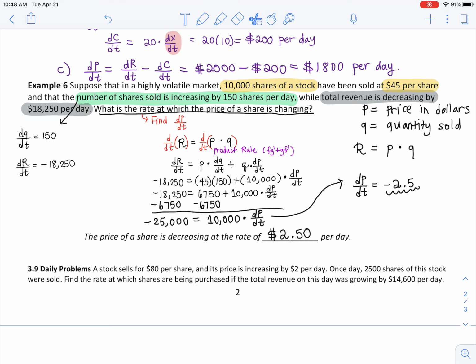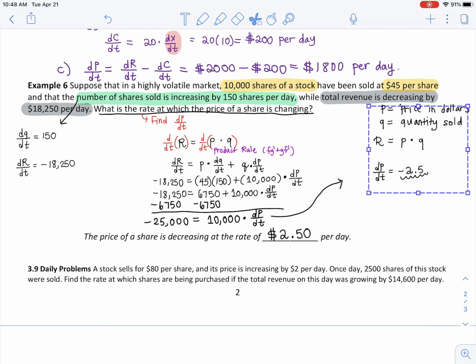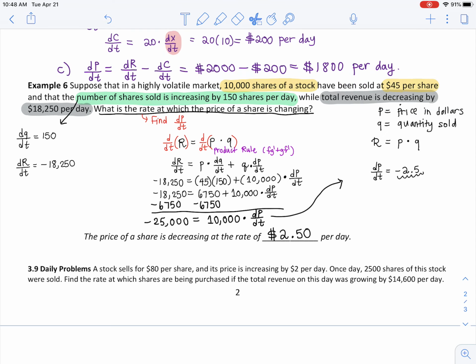It was slightly different, don't you think? Because I had to plug in the numbers they gave me. I had to be very careful about what is what. And it was helpful that I labeled my variables as what they are. I said, I'm going to say P is the price in dollars. I'm going to say Q is the quantity sold. And clearly said that revenue is simply P times Q. And just went and did the implicit differentiation and plugged in everything.